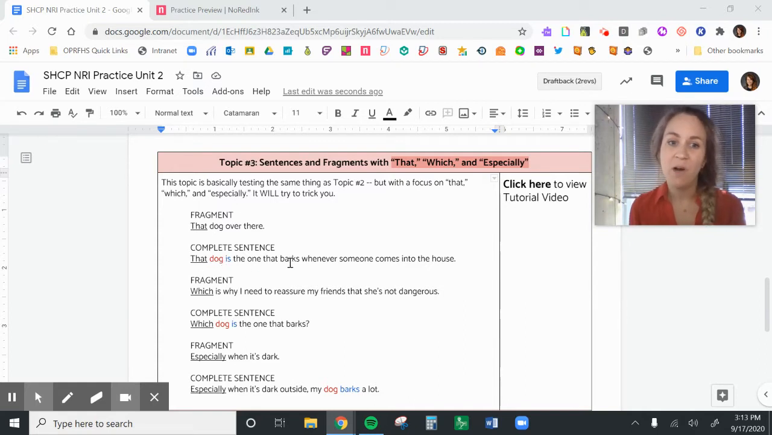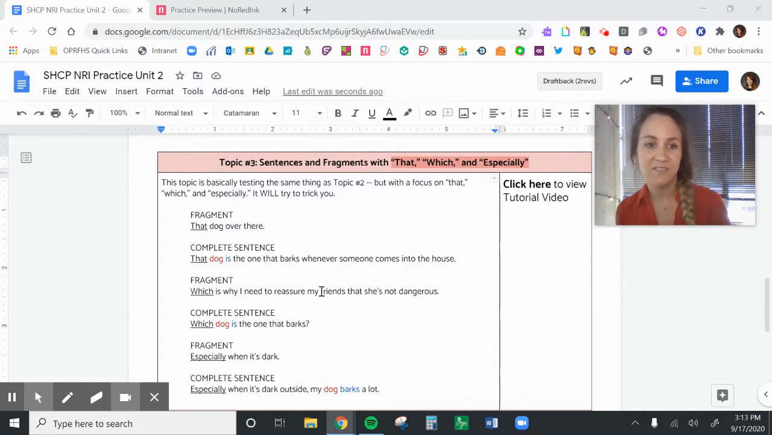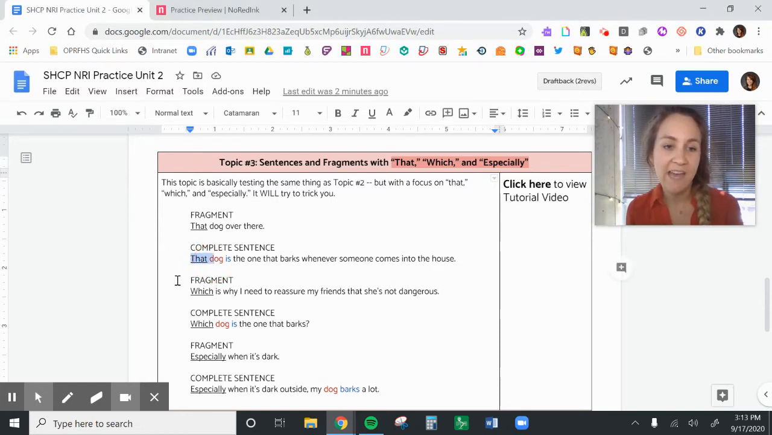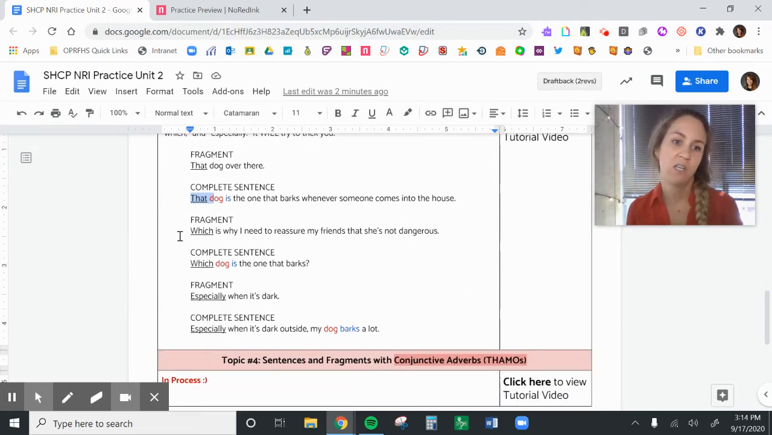That dog is the one that barks whenever someone comes into the house. So even though this one starts with that, it still makes sense, right? Because that dog is the subject. Here's one with the word which: is why I need to reassure my friends that she's not dangerous. Not a full thought, right? We have I need to reassure, which is a subject and a verb, but this which means that it isn't a full idea. We don't really know, like, when do you have to do that? Why do you have to do that, right? So it's still a fragment.